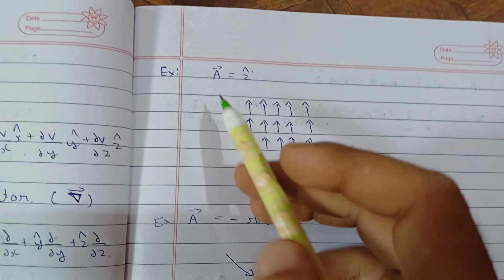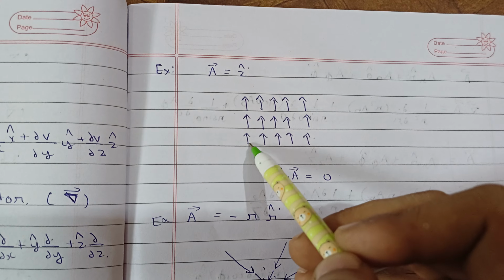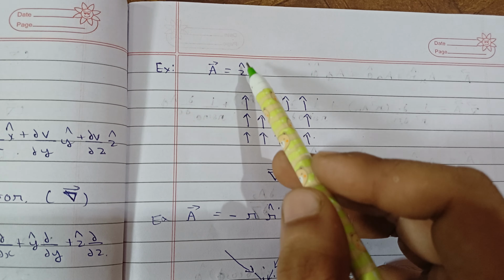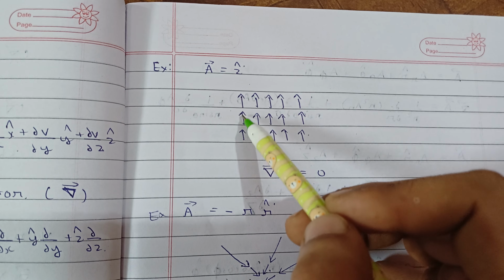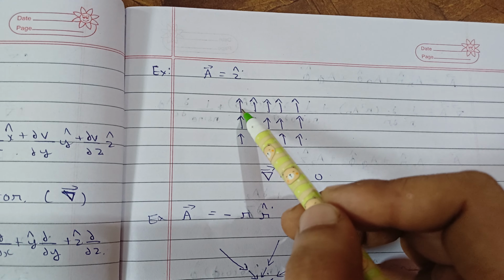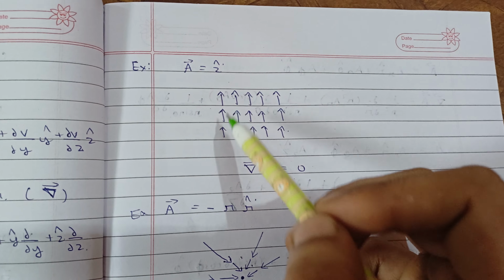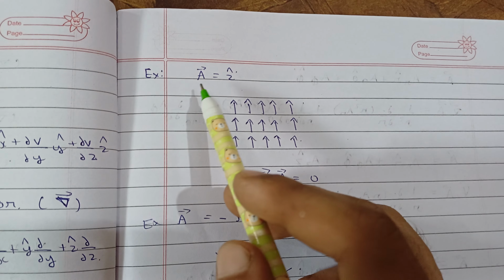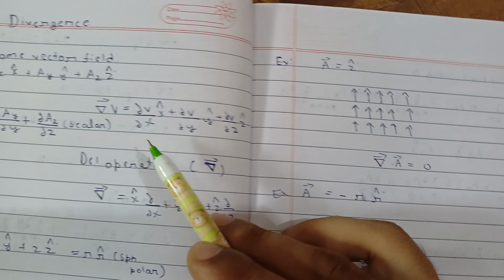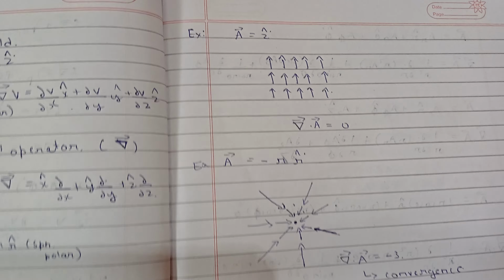If the vector field is represented by A equal to z cap, now see this length is fixed. For 1 it will be 1, for 2 also it will be 1, for 3 also it will be 1. So the length of the vector will always remain the same at all points. This is the first point, this is the second point, this is the third point. So the length is remaining the same. So we'll say that there is no divergence at all because the length is the same before and after. If you find the divergence using this formula, it will be 0. So when divergence is 0, it means there is no spreading at all.